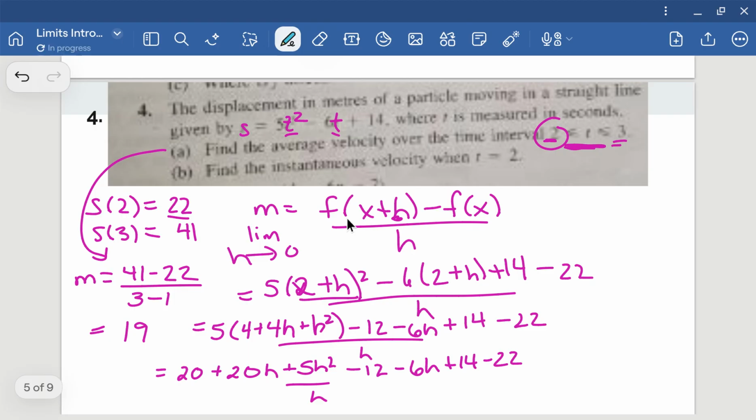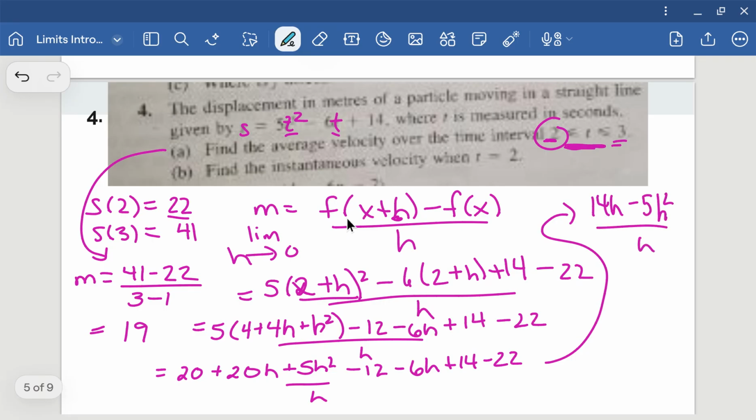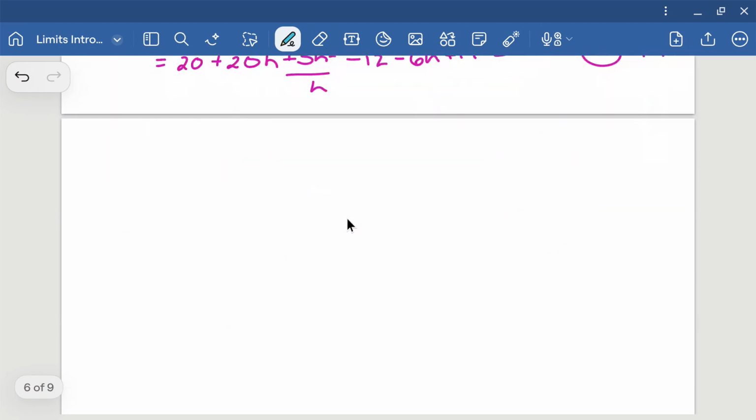Collect like terms, and we end up with 14h minus 5h squared all over h. Let's factor out an h in the numerator. So you have 14 minus 5h over h. The h's cancel. You can plug in your limit of 0 now. And if this was 0, you get the slope equaling 14. And the slope represents velocity. So the velocity instantaneously when the time is 2 is going to be 14.